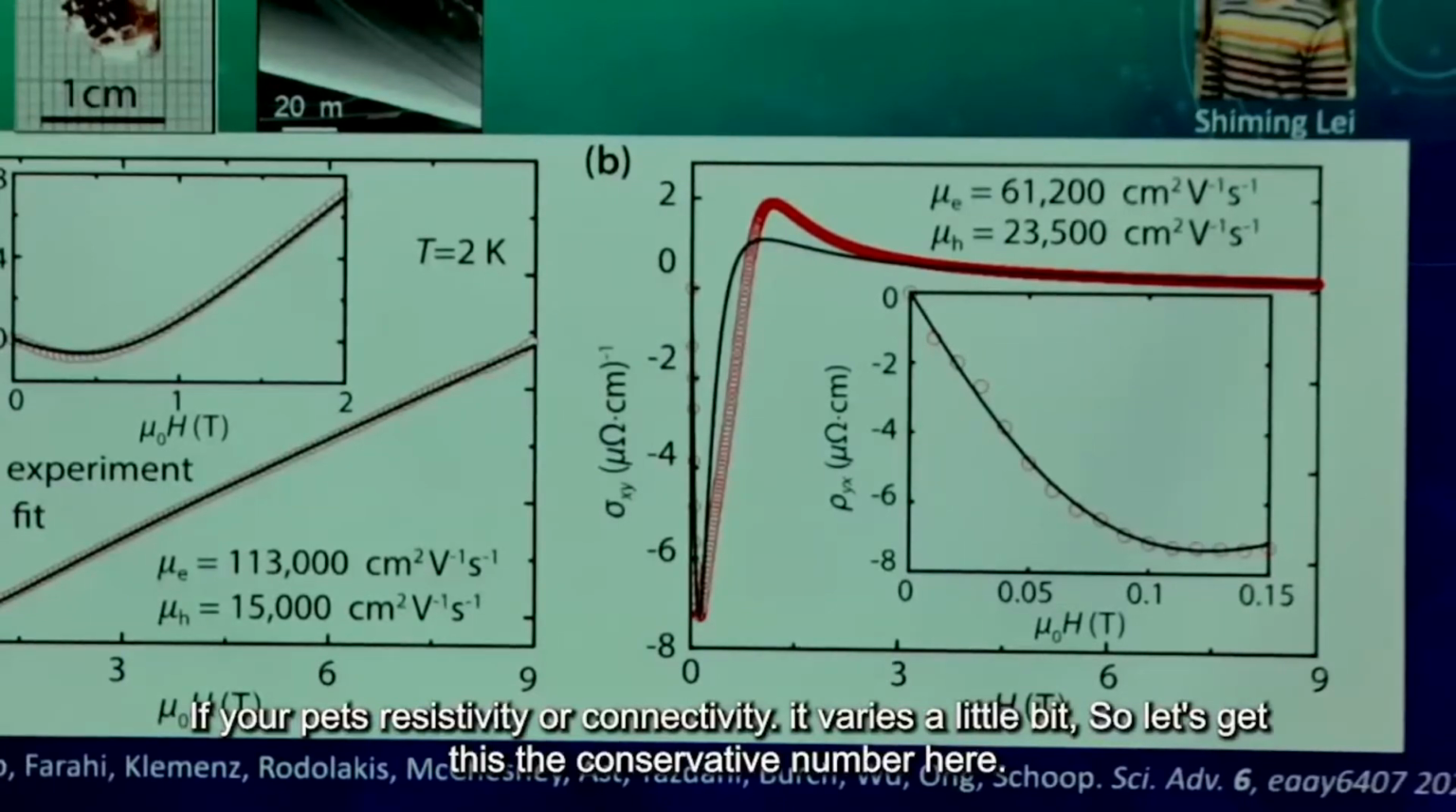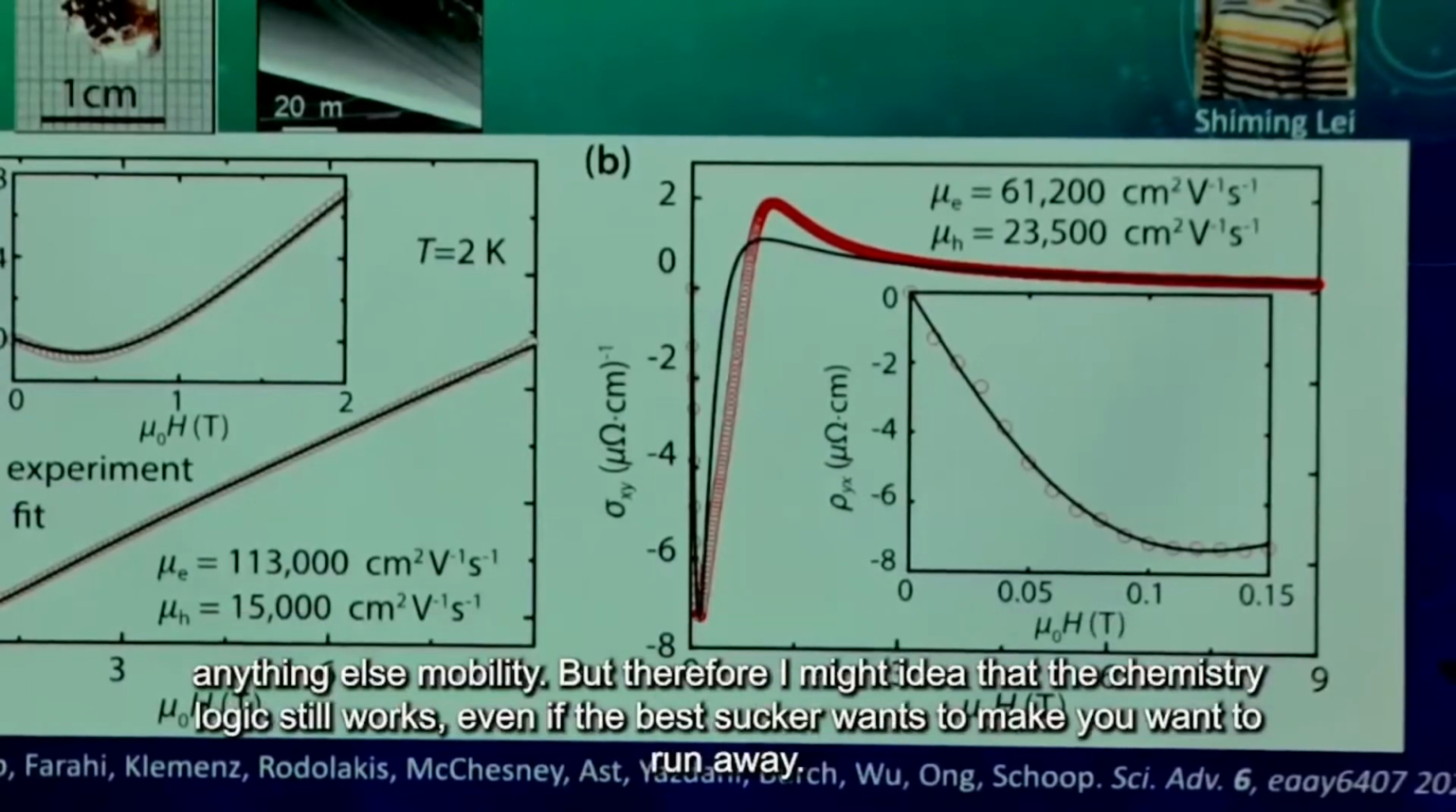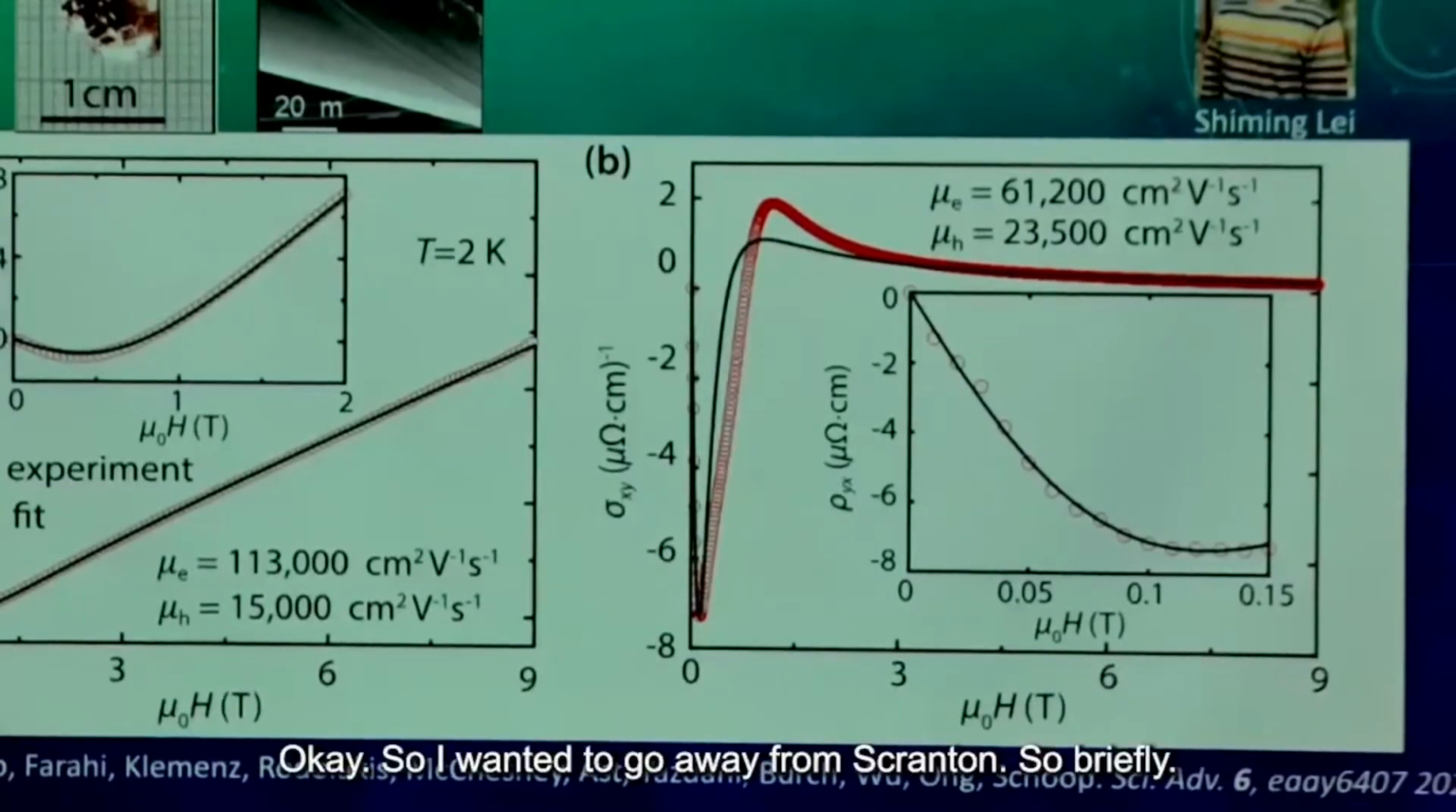This is actually, to the best of my knowledge, the highest that has ever been measured in a layered magnetic material. Graphene is higher than this, phosphorus is on par, and we couldn't find anything else that surpasses this mobility. So therefore, I might argue that the chemistry logic still works, even if the band structure makes you want to run away.